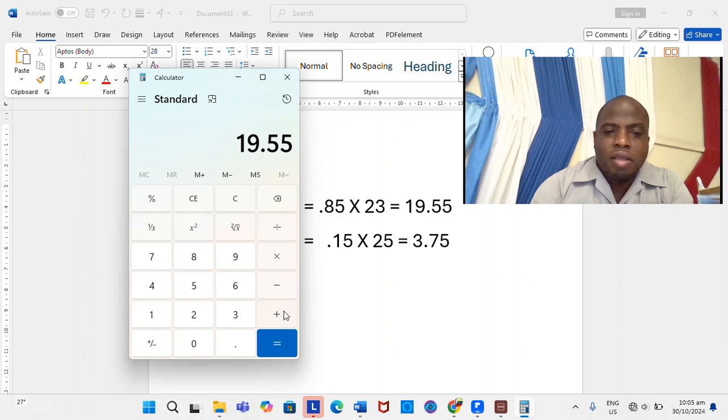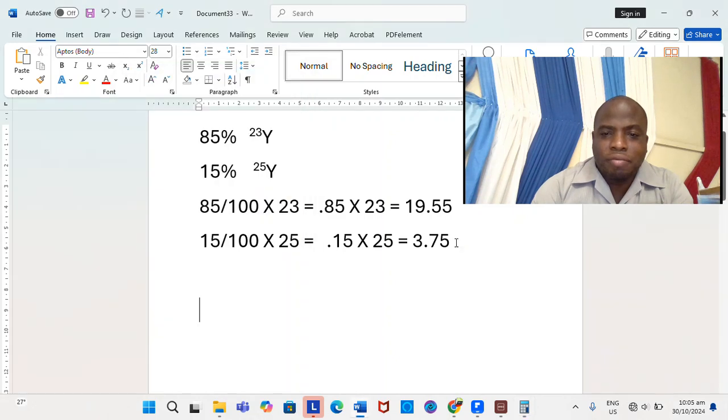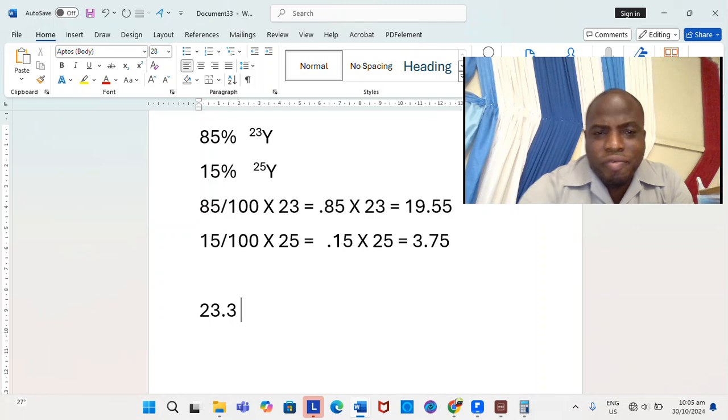19.55 plus 3.75, and our answer is 23.3. That's the average. And as I said earlier, your answer is going to be closer to 23 than it is to 25.